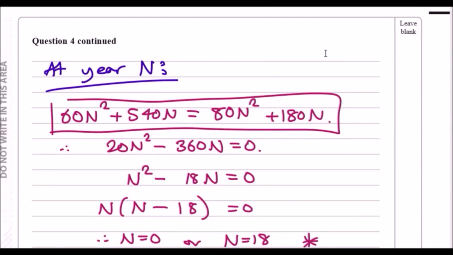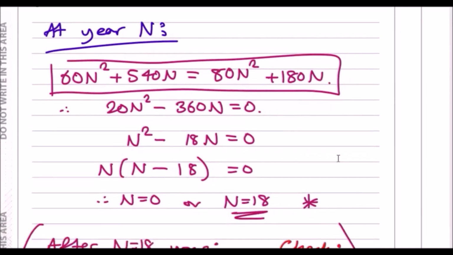And when you get here, literally just solve for n. And the best way to do this is probably throw everything on one side and make it equal to 0. So I just threw everything to the right side. So I subtracted 60n squared to get 20n squared, threw 540 across, and I got minus 360n overall. And all of that's equal to 0.